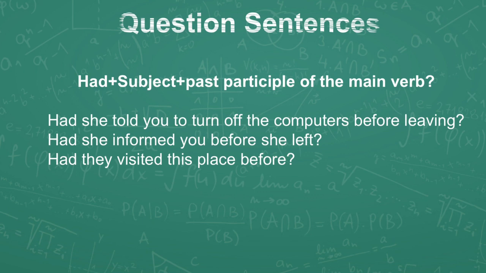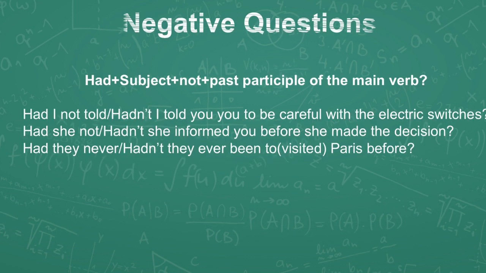So had plus subject plus past participle of the main verb followed by a question mark. So had she told you to turn off the computers before leaving? Had she informed you before she left? Had they visited this place before? Right? Now negative questions are formed by had, subject plus not plus past participle of the main verb.